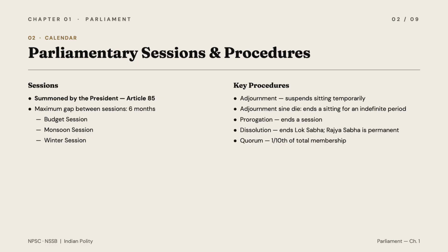The maximum gap between two sessions, budget session, let's say it's in the month of January. After January, it shouldn't go beyond 6 months until the next session, which means Feb, March, April, May, June, July. Okay. If the session was on January 18, it shouldn't cross July 18. Before July 18, another session must be held. So there should not be a gap of more than 6 months between any session.